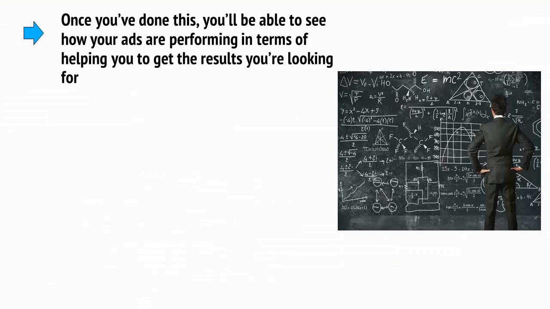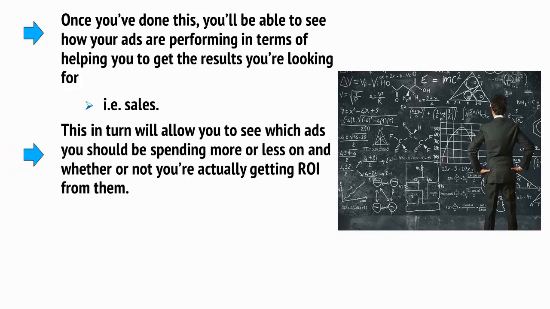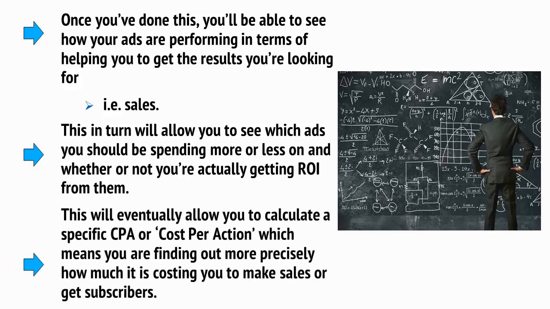Once you've done this, you'll be able to see how your ads are performing in terms of helping you to get the results you're looking for, i.e. sales. This in turn will allow you to see which ads you should be spending more or less on and whether or not you're actually getting ROI from them. This will eventually allow you to calculate a specific CPA, or cost per action, which means you're finding out more precisely how much it's costing you to make sales or get subscribers.